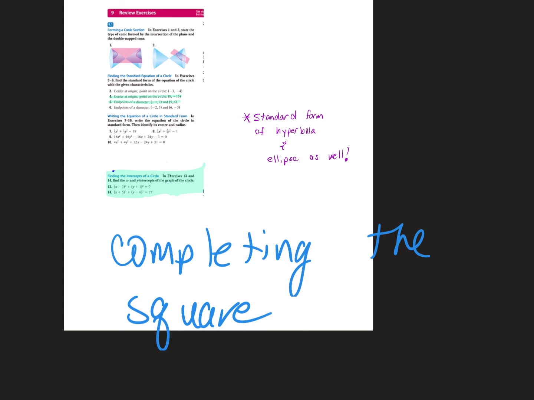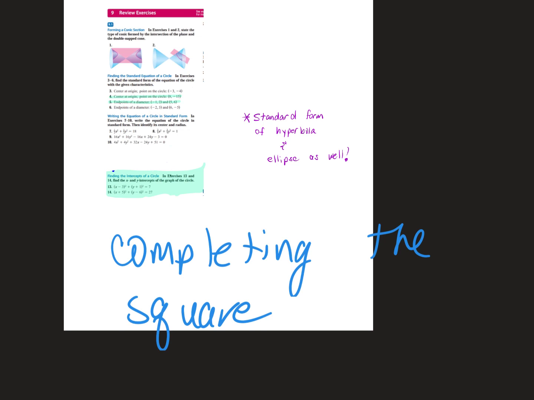I love how Shane described it. How do you complete the square? You collect them all. Collect all the X's, collect all the Y's, organize it. You organize, and that's exactly what completing the square is. But you have to be able to complete the square. So if you guys have questions about that, rewatch some of those videos for hyperbolas and ellipses.